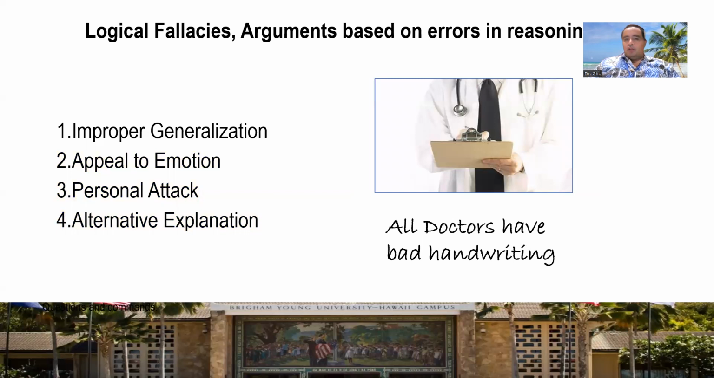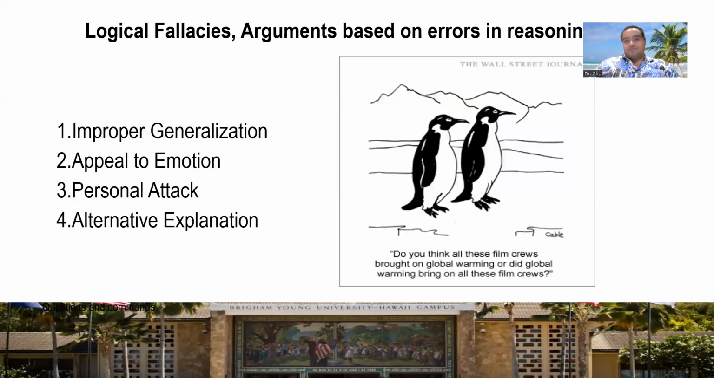Here's another one. "All doctors have bad handwriting." Which logical fallacy is this? Go ahead and pause it for a second. This is improper generalization. I actually have a couple of brothers-in-law and cousins that are doctors, and they have really good handwriting. So anyway, there's this idea that doctors must have bad handwriting.